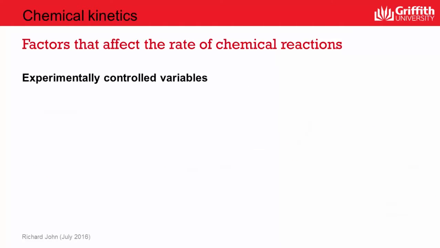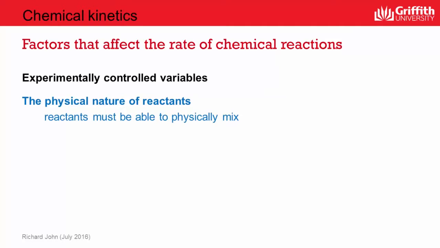So there are at least 4 experimentally controllable factors that we can alter to affect the rates of chemical reactions. The first involves the physical nature of the reactants. Now, most chemical reactions involve two or more reactants which must be able to be physically mixed in order for the reaction to proceed. And the more readily reactants physically mix and intermingle, the greater the rate of reaction. It's for this reason that chemical reactions are rarely carried out in purely the solid state.